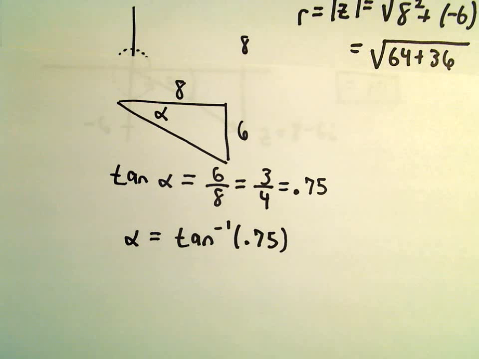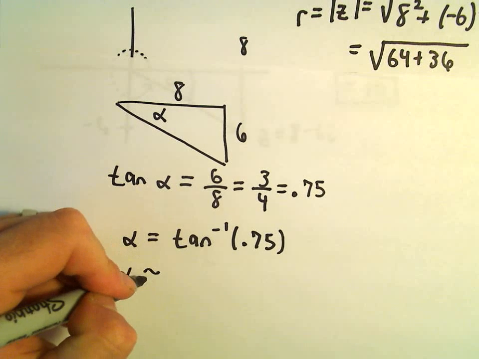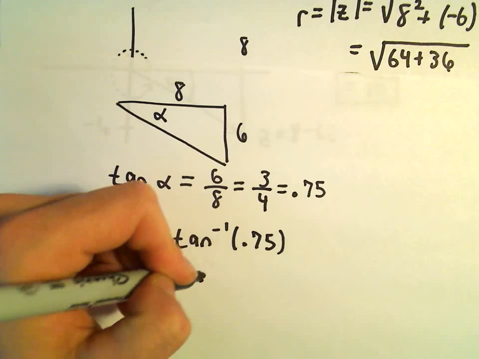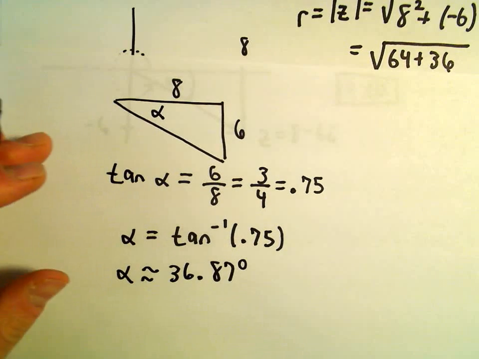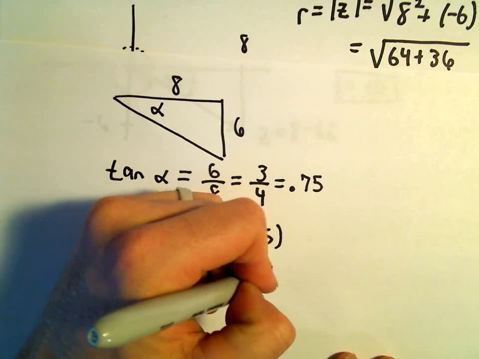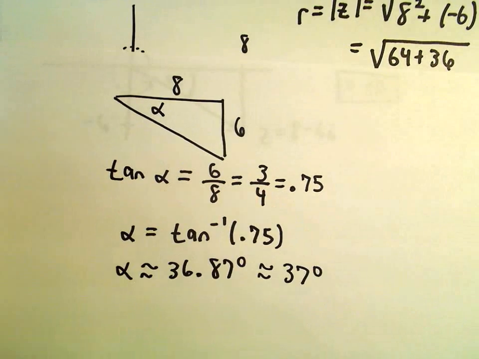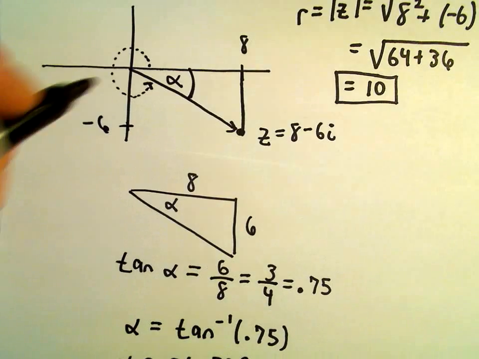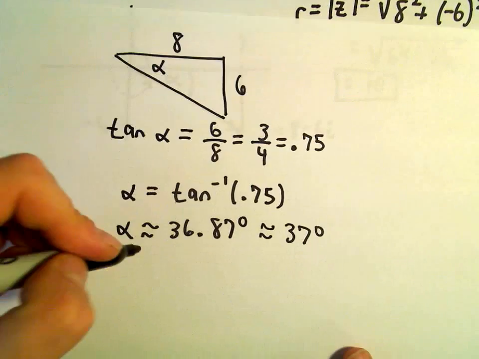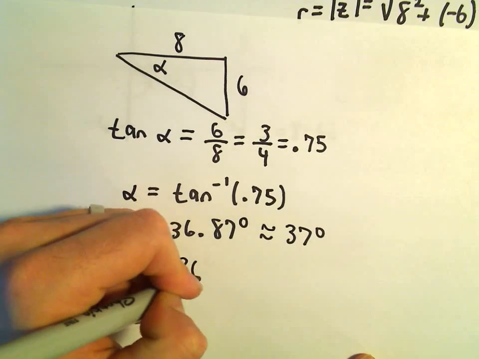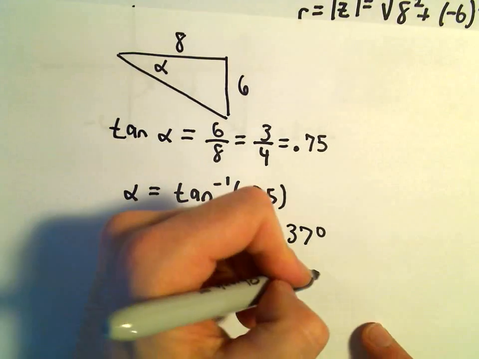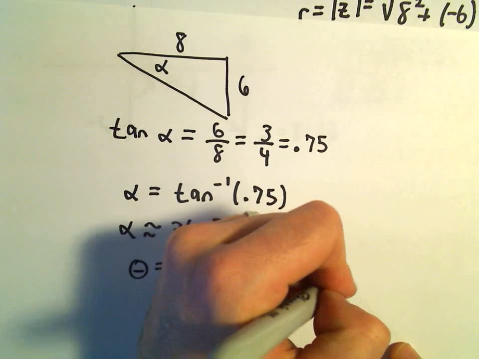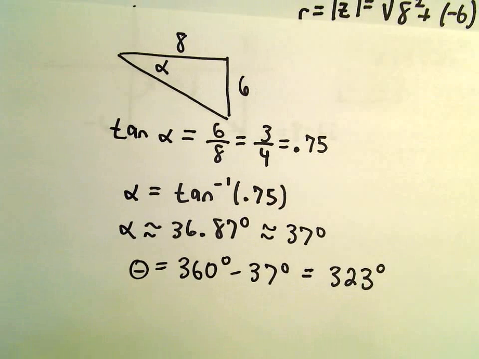So let's see, 0.75, inverse tangent of that. I'm getting alpha to be roughly 36.87 degrees. We could always round this off. I guess we'll round it off in this case to 37 degrees. Well, so the true angle here for theta would be 360 degrees minus 37 degrees. And I believe that's going to give us 323 degrees.